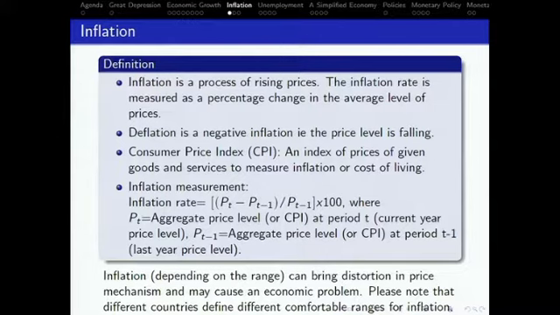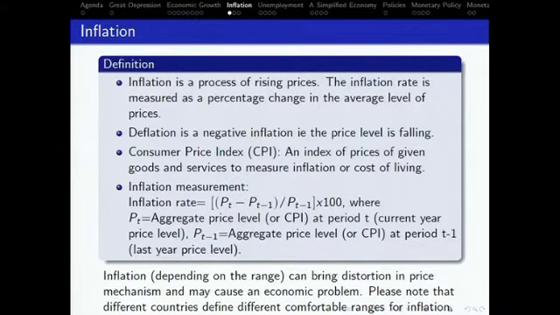Price at period T, that is the present price, minus the price of the last period, divided by, you take the difference, that means how much the price increased in the present period compared to the last year, divided by the last year price and multiplied by 100, that will give the inflation, right?